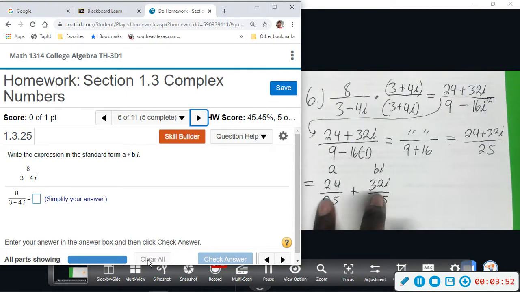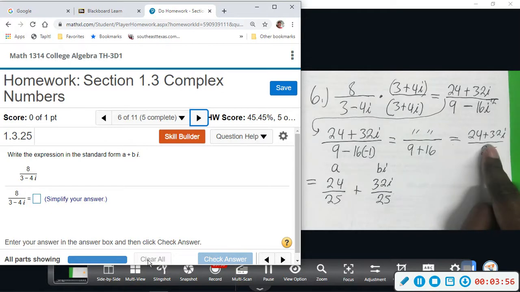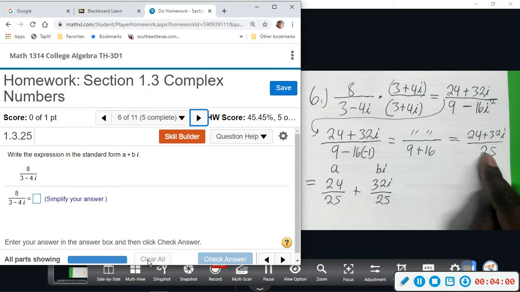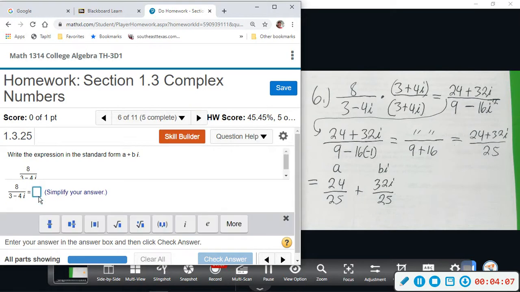So this is what we call standard form. You have to actually separate it. If you write it like this, even though it's pretty much exactly the same as the right answer, it's going to count it wrong because it says write it in standard form. So be aware of that. 24 divided by 25 plus 32i divided by 25.